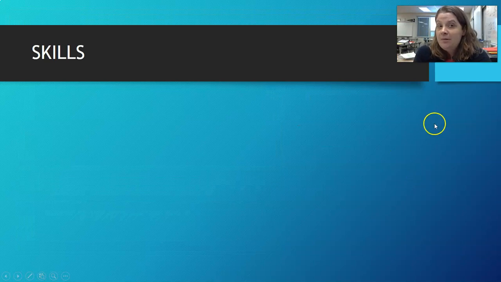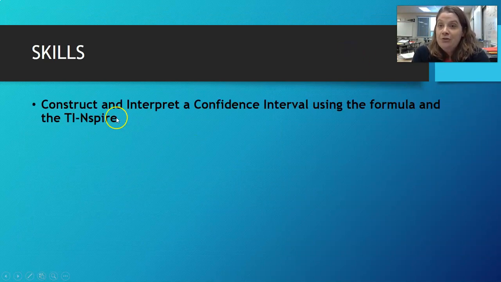Okay, now a couple things you need to be able to do in this chapter. Okay, so first off, you've got to be able to construct and interpret a confidence interval. You should be able to do that using a formula, and you need to be able to run it on your TI Inspire.